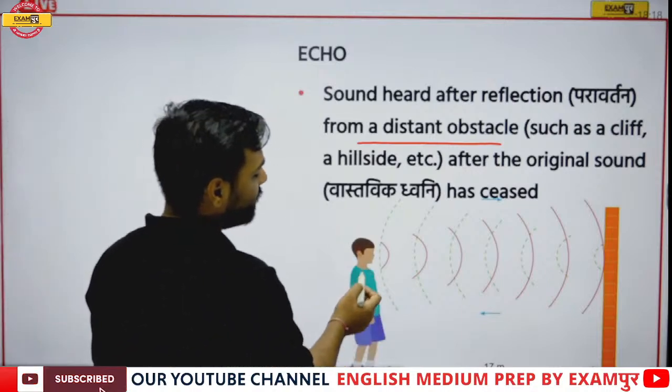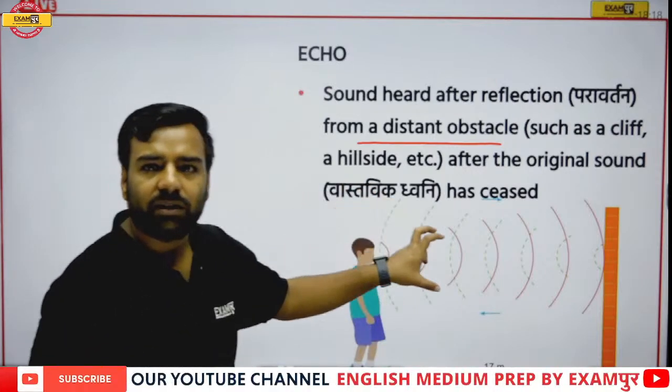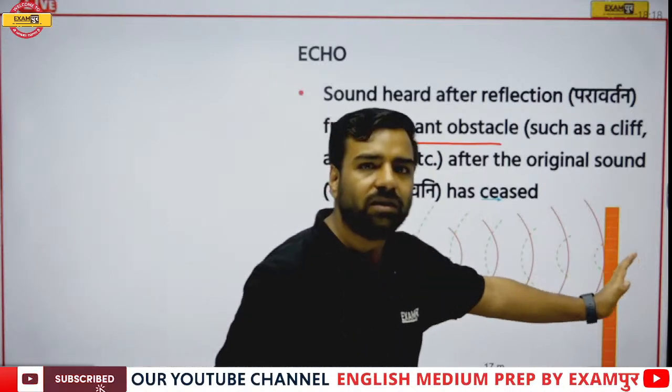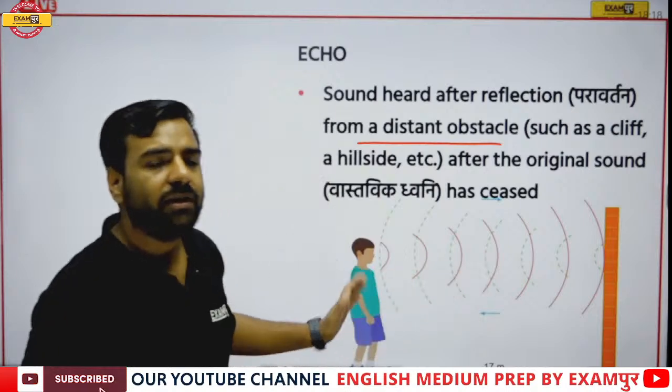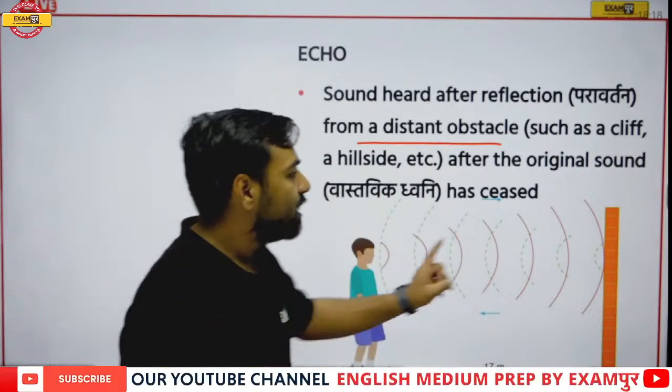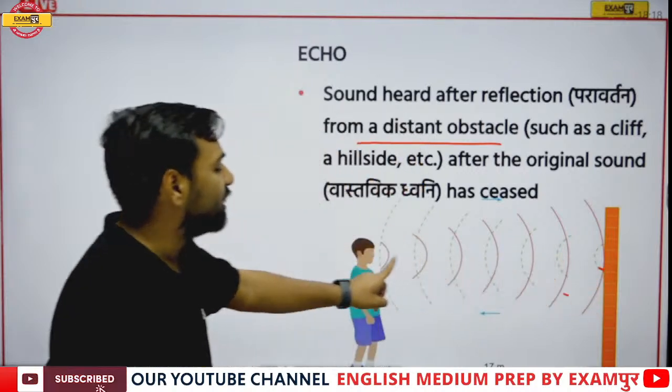So just have a look. Here a person was speaking something, and the sound hit the obstacle and came back. When the person has stopped speaking, after the reflection the sound again came back.